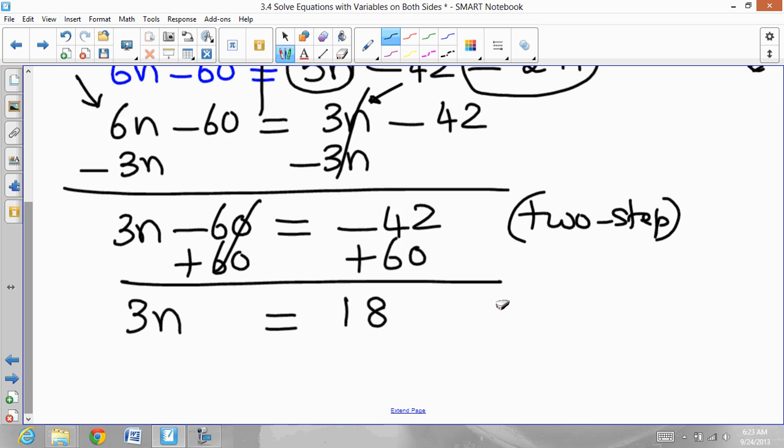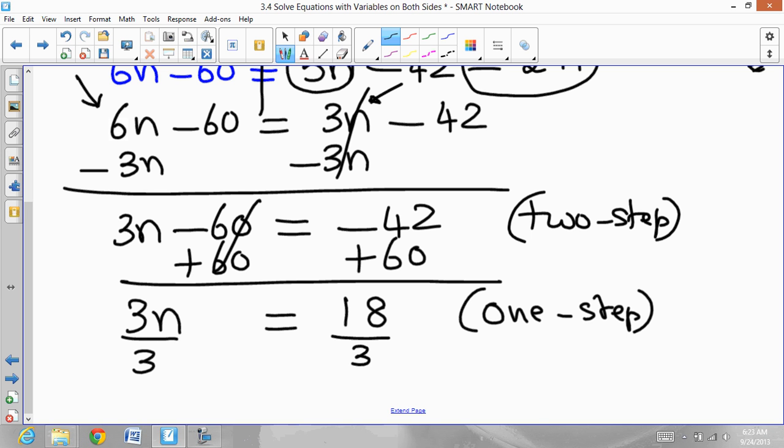Now comes your one-step equation. Divide by 3 on this side, because 3 is multiplying, the opposite will be to divide, and divide by 3 on this side, cancel, n equals 6, which is the answer.